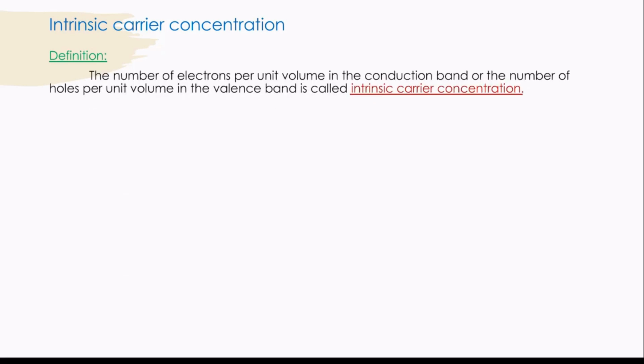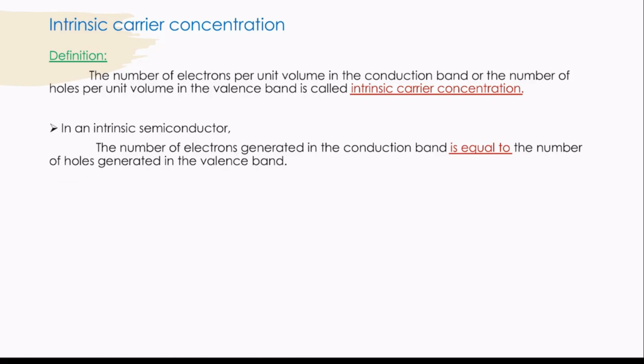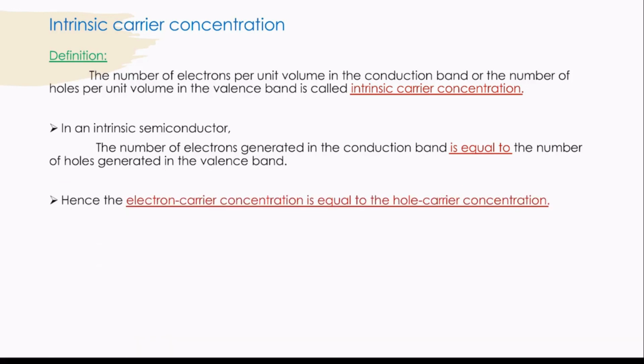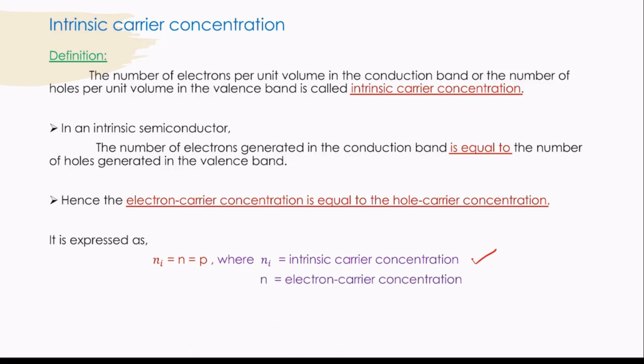Next is intrinsic carrier concentration. How can we define an intrinsic carrier concentration? It is defined as the number of electrons per unit volume in the conduction band or the number of holes per unit volume in the valence band. That's why in the intrinsic semiconductor, the number of electrons generated in the conduction band is equal to the number of holes generated in the valence band, which leads to the electron carrier concentration being equal to the hole concentration. That's why it is expressed as Ni is equal to n is equal to p, where Ni represents the intrinsic carrier concentration, n represents the electron carrier concentration, and p represents the hole carrier concentration.